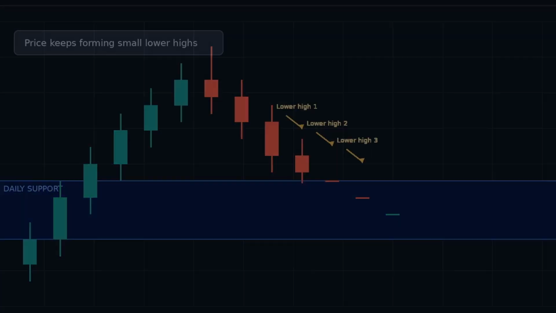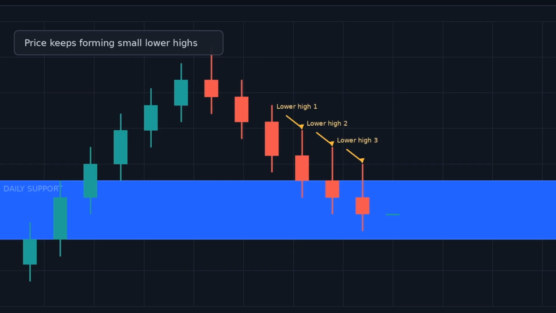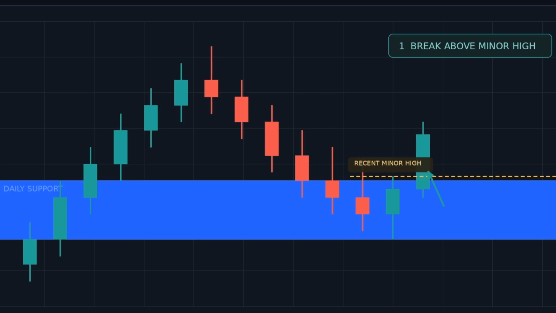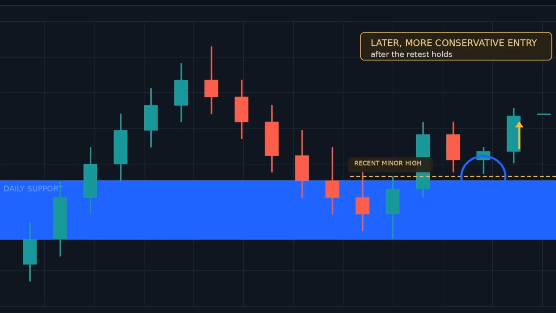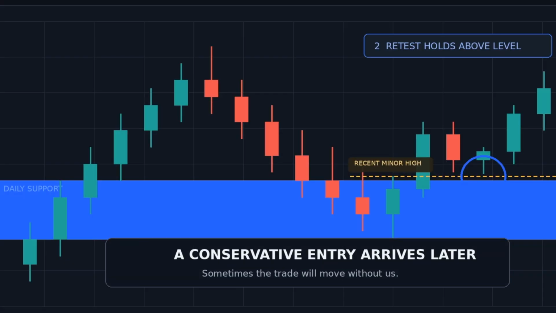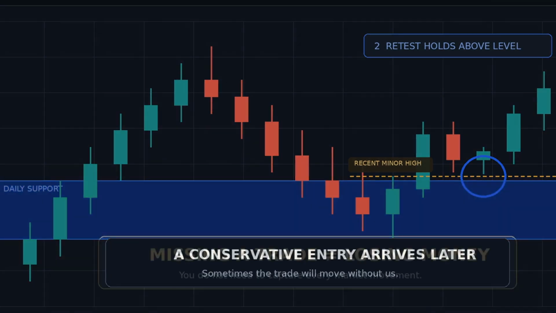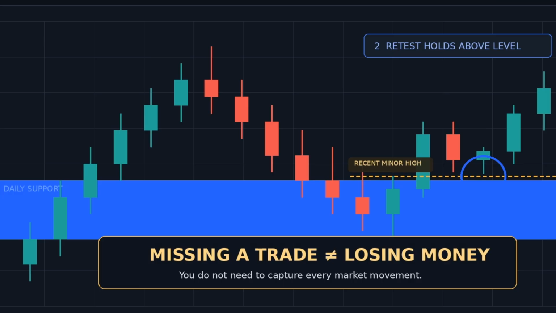The third confirmation is a minor structure break followed by a retest. Suppose price enters support and initially continues to create small lower highs. When buyers finally push above the most recent minor high, short-term momentum may be changing. If price then retests that broken area and holds, the reaction may provide a more conservative entry. This approach will sometimes produce a later entry. It may even cause us to miss some trades. But missing a trade is not the same as losing money.